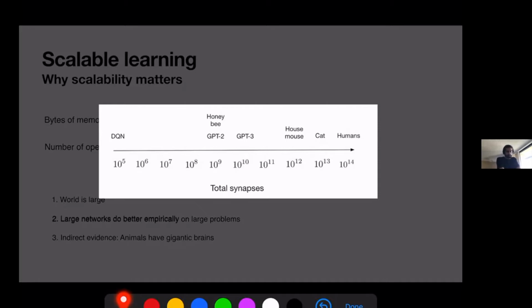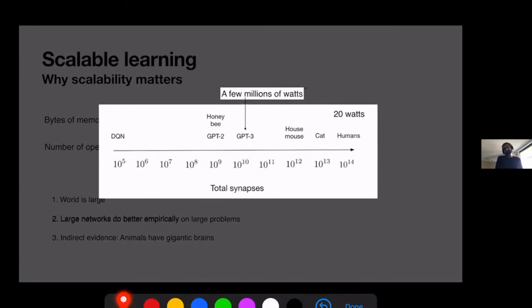But the picture is a bit more dire than this, because if you look at the amount of energy that animals use, the human brain uses about 20 watts of energy. This is a rough estimate from different sources. And GPT-3, on the other hand, uses a few millions of watts of energy for learning. And this is not just because our hardware is inefficient. So it's not the case that we can design more efficient hardware to get there.